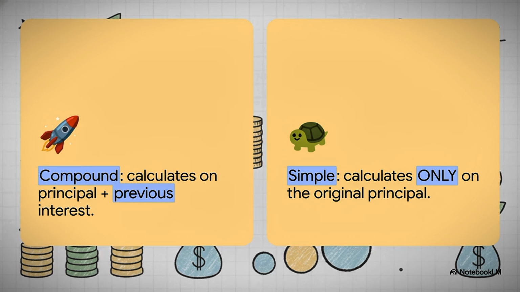To put that in perspective, if you had simple interest in our last example, you would only ever earn exactly $50 each year. Year 1, $50. Year 10, $50. Year 30, still $50. The interest you earn stays completely flat because simple interest entirely ignores your previous growth. It fundamentally lacks that engine we've been talking about.